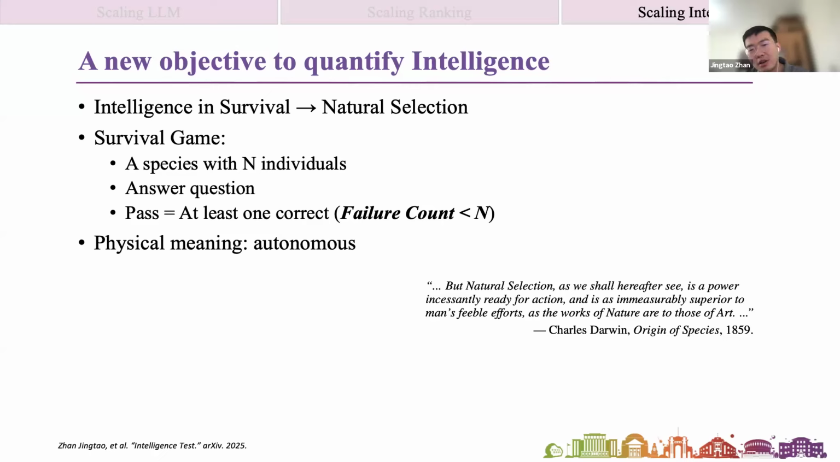And as Charles Darwin said in his Origin of Species, natural selection, as we shall hereafter see, is a power incessantly ready for action and is as immeasurably superior to man's feeble efforts as the works of nature are to those of art. And this is the reason why we can see so many intelligent species today, not only humans, but also dogs and cats. They all pass the test of natural selection, and they are intelligent in terms of survival.